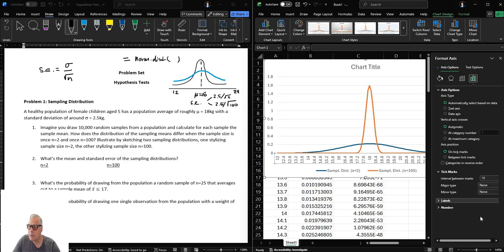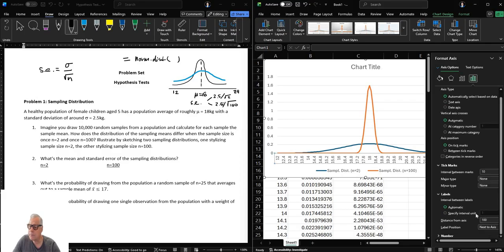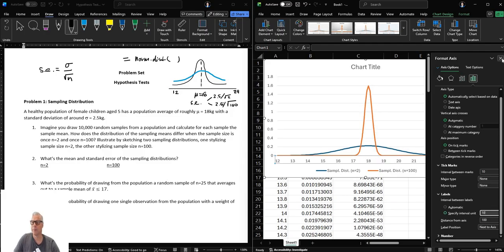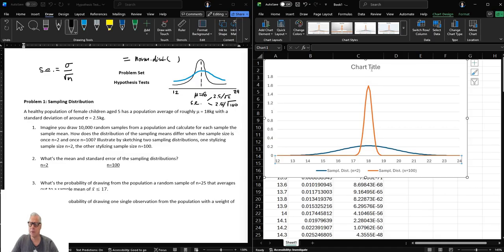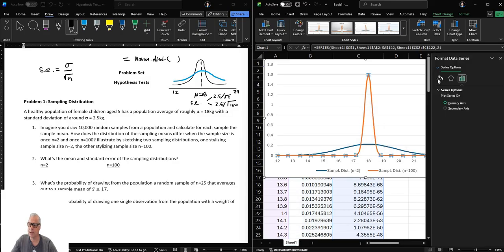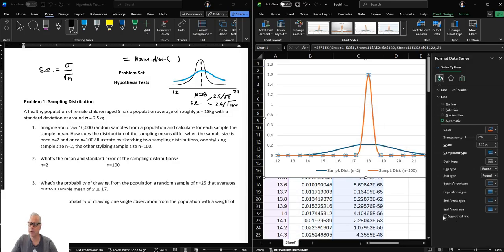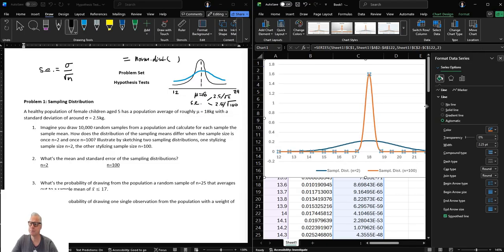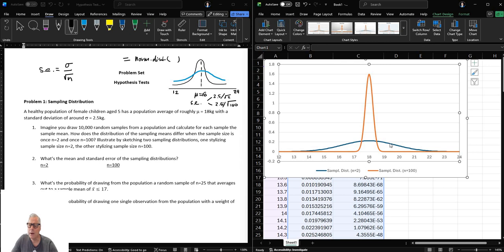And the labels. And yeah, we can also smooth the lines a little bit. So if we right click Format Data Series, you click on that formatting bucket, you can check the smooth line. And the other one looks pretty okay. So, but yeah, this is how we get our sampling distribution.